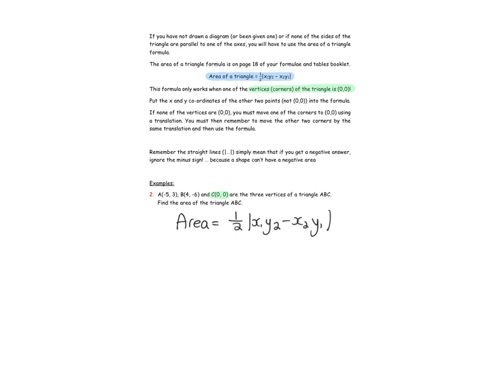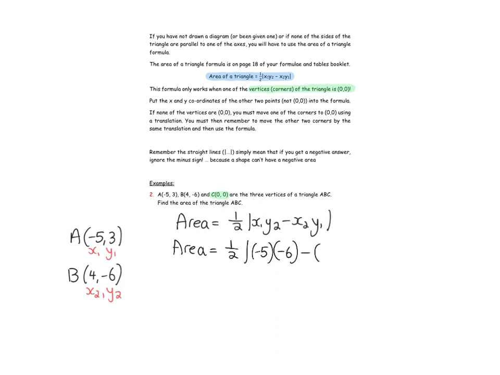So to figure this out then, we just need to label the points that are not (0, 0). So we have A, which is (-5, 3), and B, which is (4, -6). I'm going to label these x1, y1, and x2, y2. To get the area of this triangle, its area is equal to half of x1, which is -5, by y2, which is -6, minus x2, which is 4, by y1, which is 3.